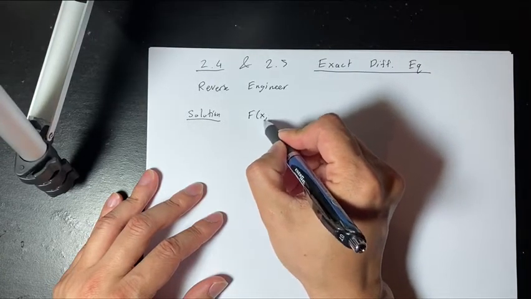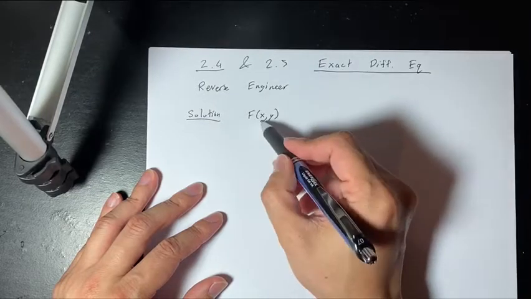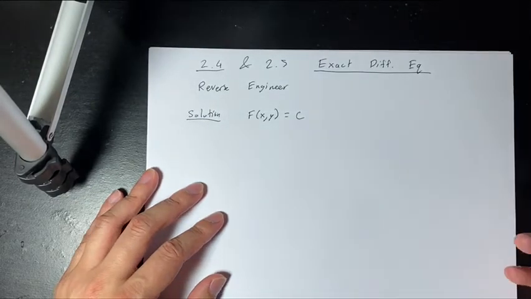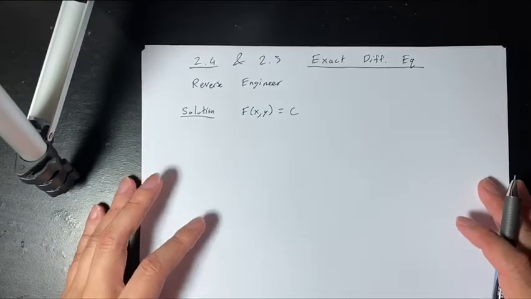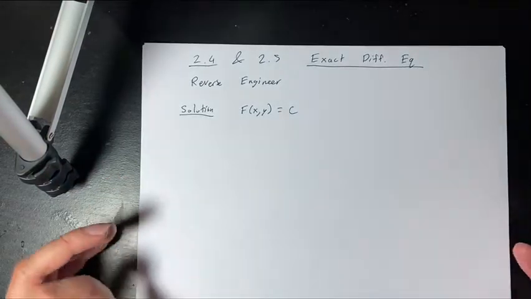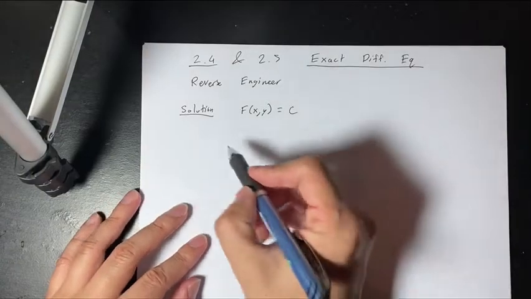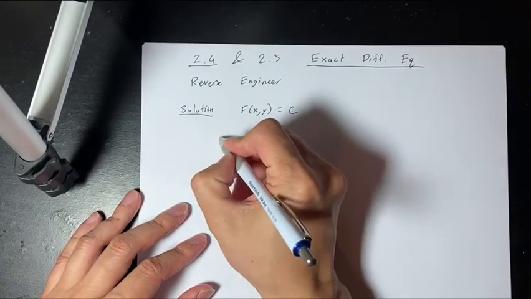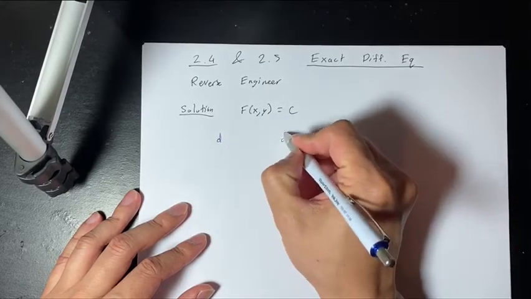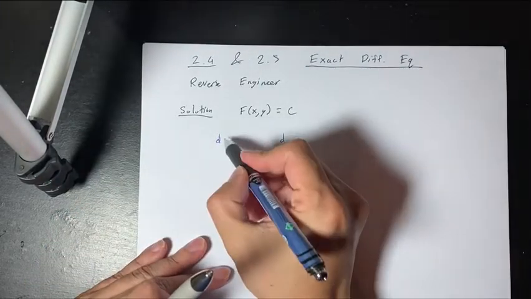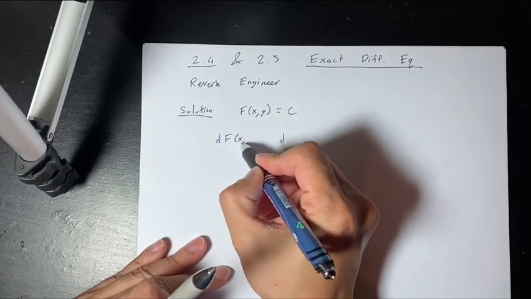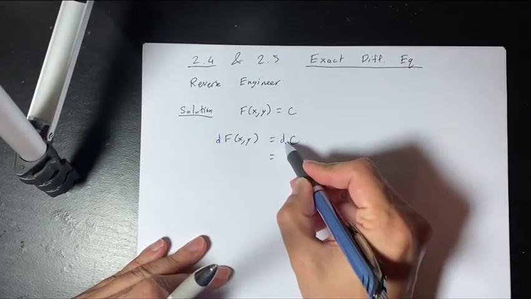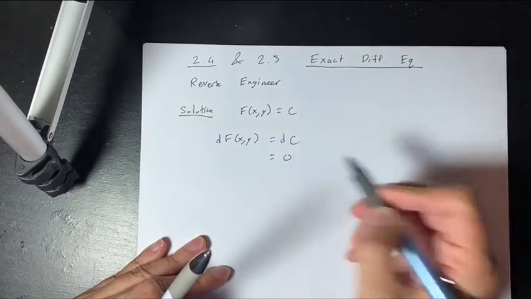So if I take this function in two variables x and y, and I set that equal to a constant, and if I differentiate this, what would the differential look like? Well, if I differentiate the left side and I differentiate the right side, if you differentiate a constant, that's a 0.